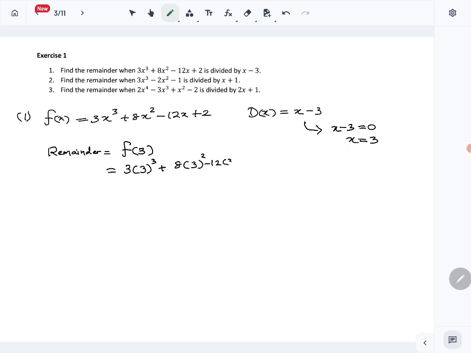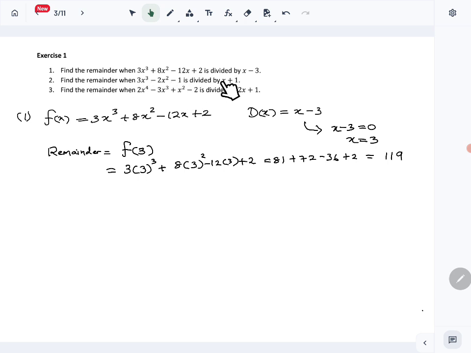Minus 12 times 3 plus 2. So simplify and see what you get. 81, 72 minus 36 plus 2. So what is the remainder then? You get 190. So when you divide this polynomial by x minus 3, the remainder is going to be 190, right? Okay, now let's do the second one.